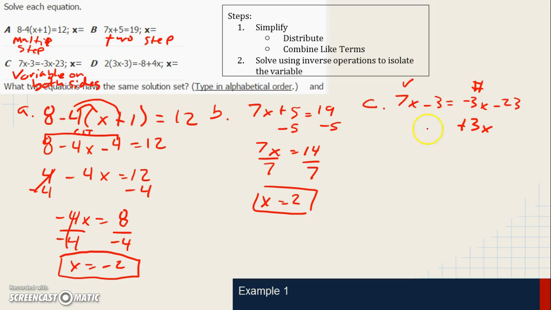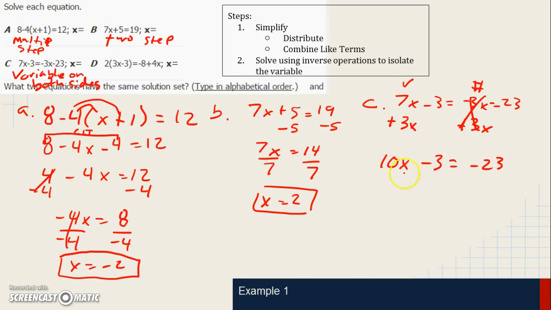So I'm going to add 3x. I'm going to add 3x. Now I can go ahead and combine the like terms on this side. So 7x plus 3x is 10x minus 3 equals, and then what's left here is -23.